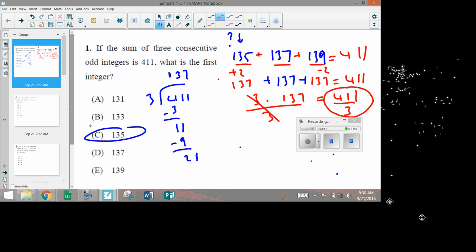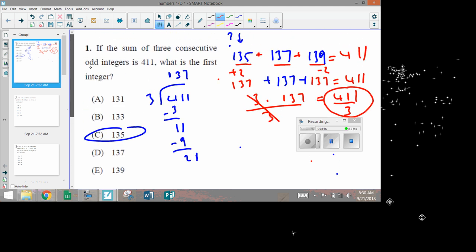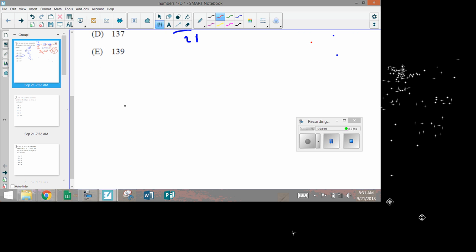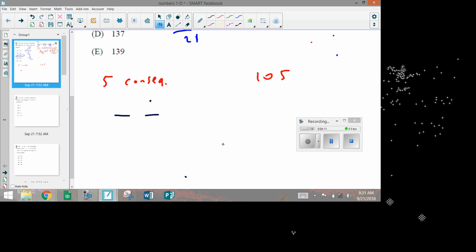Okay, let's extend the question. I'm going to create another similar question. If the sum of, let's say, 5 consecutive integers is equal to 105, my question is, what is the largest number going to be? We're going to apply the same rule. 1, 2, 3, 4, 5. My question is, what is the largest one? So it's your turn. What should I do?